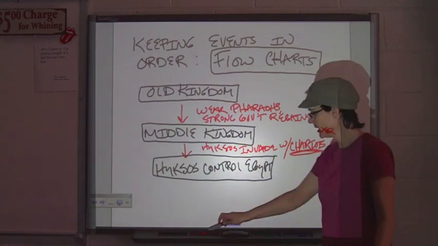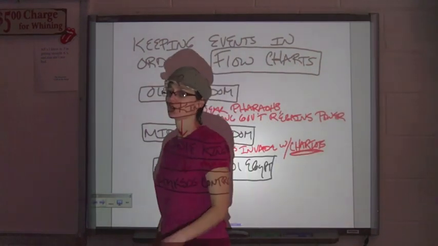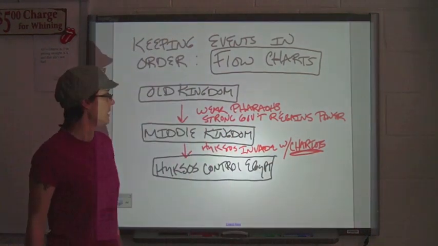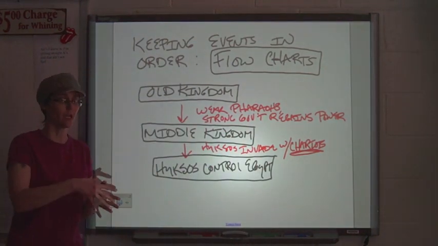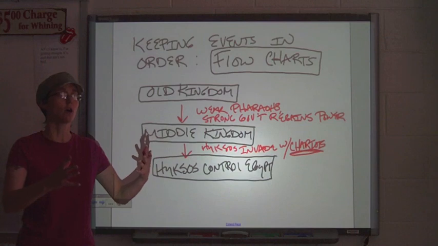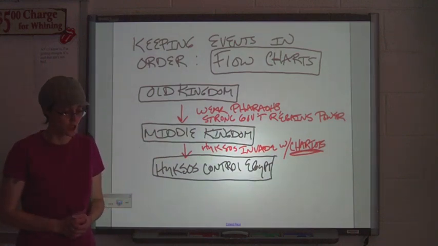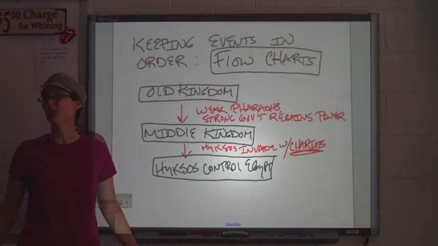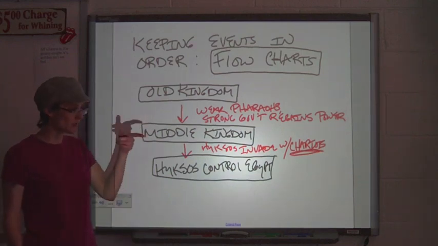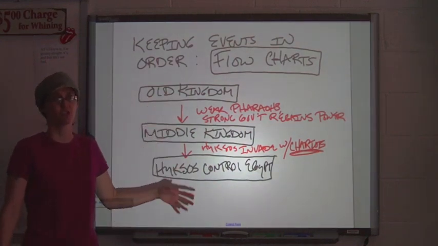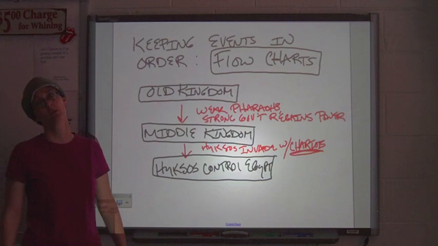Now, remember that while the Hyksos are in control of Egypt, the Hebrews come in from Canaan, and the Hebrews are under the Hyksos' protection, and the Egyptians are like, who are these people, and why are they here, and why do we have to listen to those guys, and they're not Egyptians, and nobody likes being conquered by somebody else.